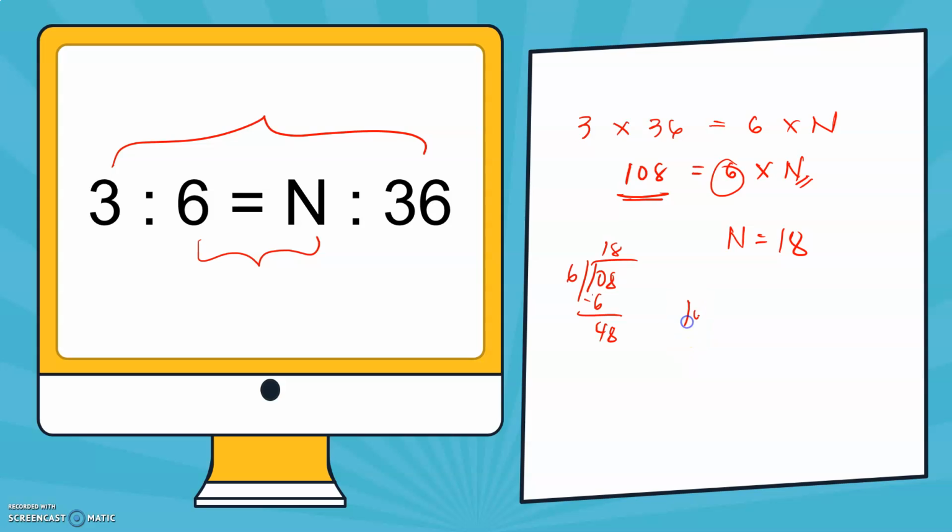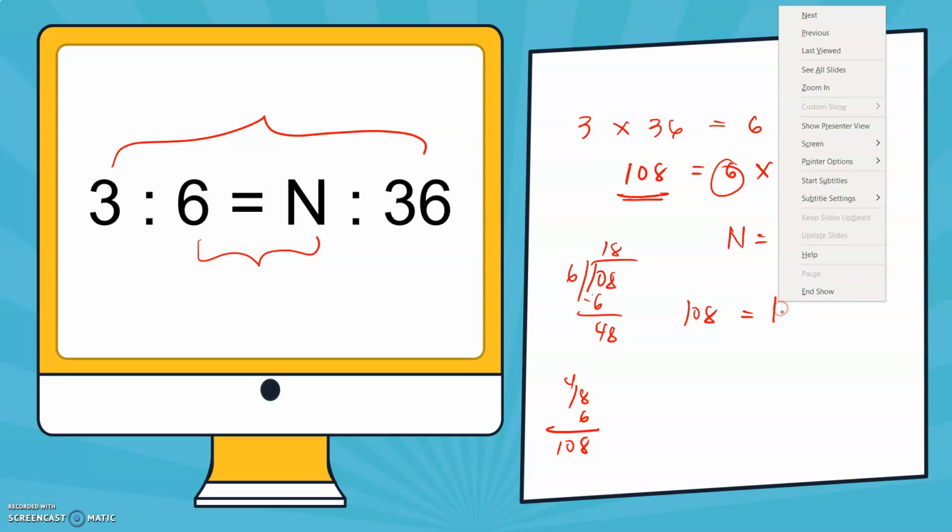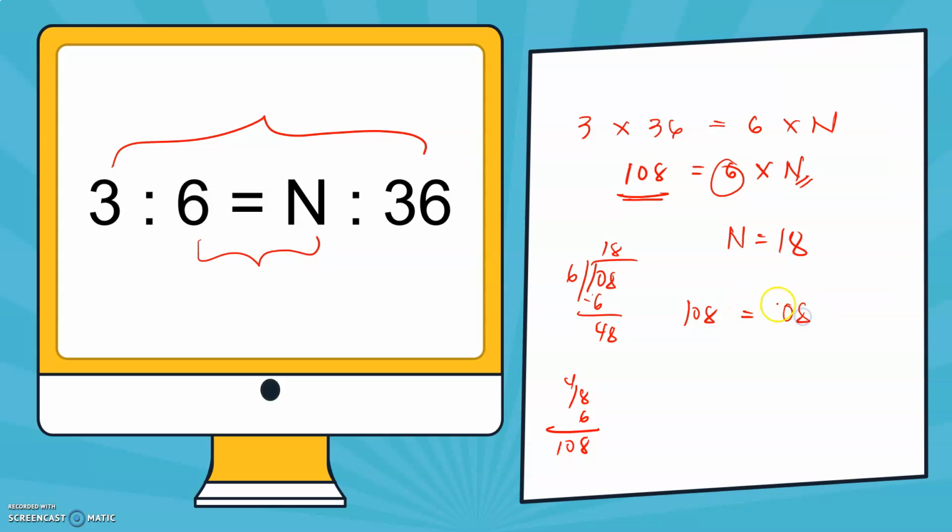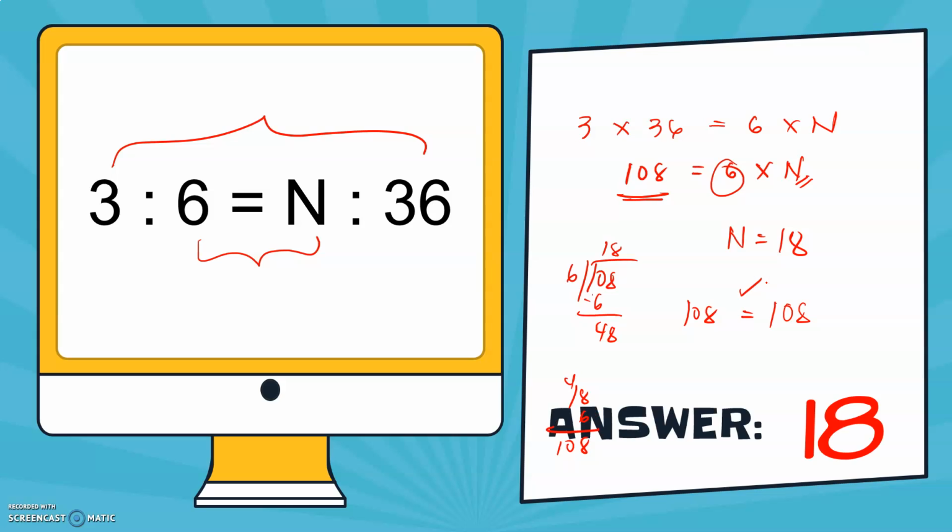And for us to check, we will simply multiply 6 and 18. 6 times 18 is 108. So we have here equal. Therefore, the value of n we got is correct.